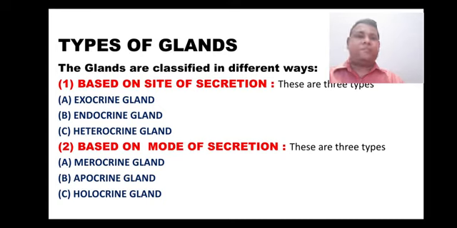Heterocrine glands. These glands have dual functions: secretion of hormones and some other functions. They are called heterocrine glands. Examples: pancreas, testes, ovaries, etc.